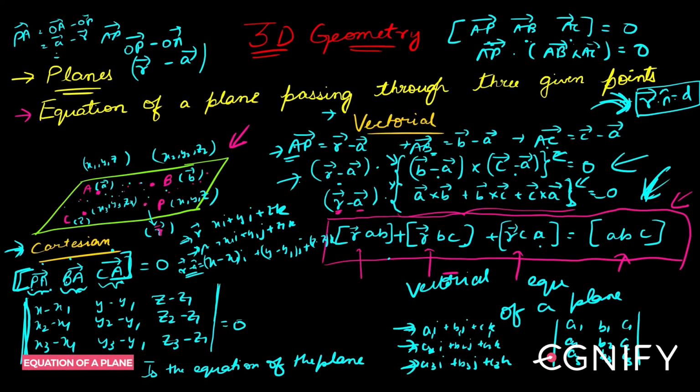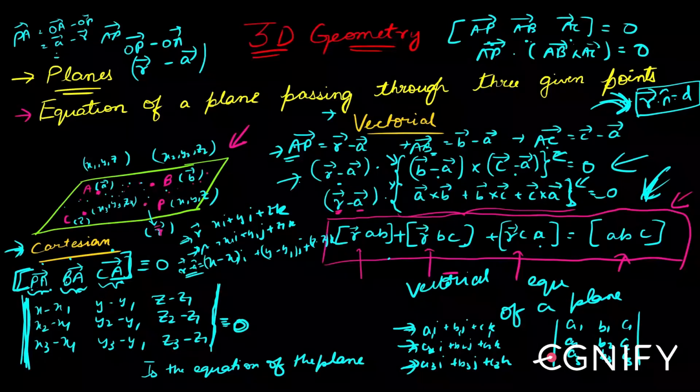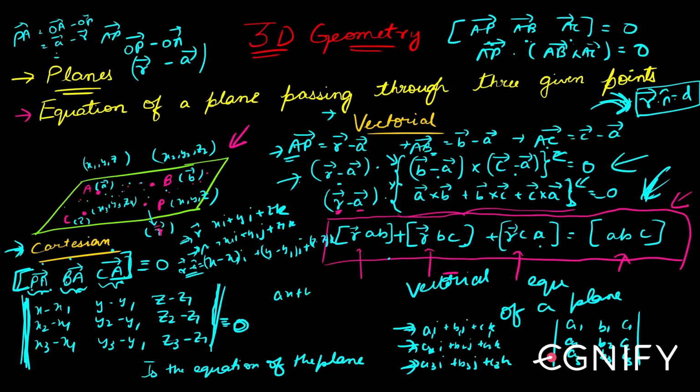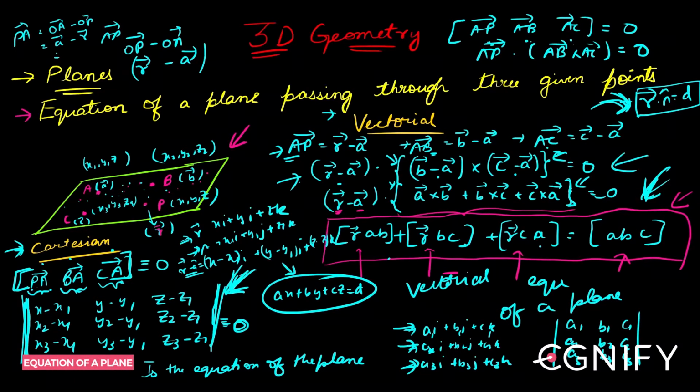And this box product is given by this determinant, and this box product has to be 0, so this determinant also has to be 0. When you finally expand this particular determinant, you will get ax plus by plus cz equal to d form. You'll end up getting the equation from this in this form, right? So ultimately this determinant also will give you the equation of the plane. So this is also the equation of the plane, but in the Cartesian form.